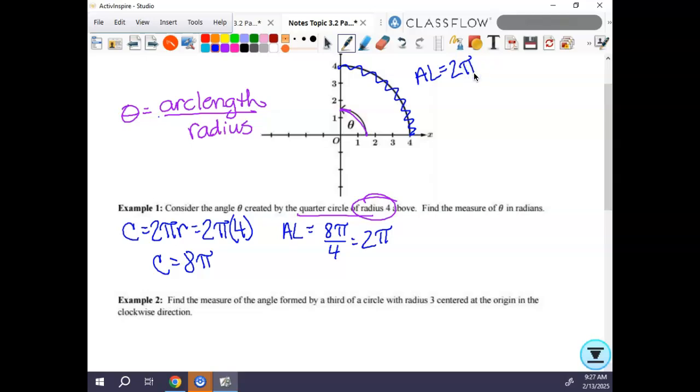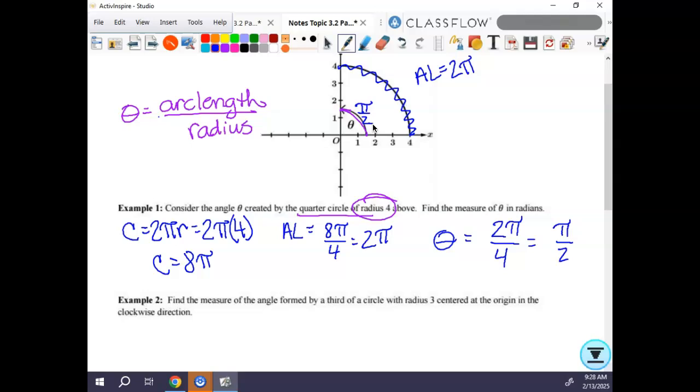Clearly not the angle, right? But it's the arc length. So then to find theta, theta is the arc length, which is 2 pi, divided by the radius, which is 4, and that reduces to pi halves. And theta is pi halves, and we knew that because that was at 90, right? But that's how you get it when it's not a unit circle. You have to find the arc length and then divide it by the radius. Okay. Questions about that?